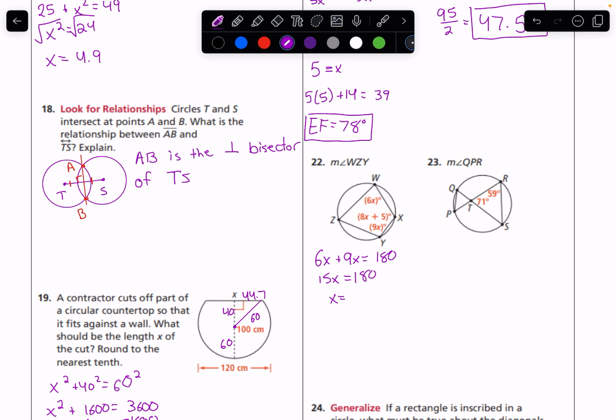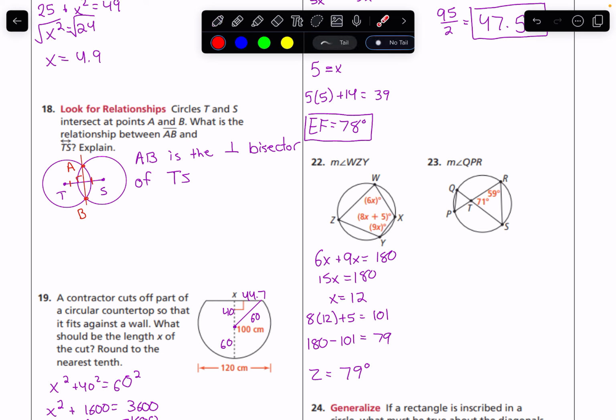And then I can use that because I know that these two, z and x together, will be equal to 180. So I can plug this in for z. 8 times 12 plus 5, so that's 96 plus 5, or 101. And then I can do 180 minus 101 and get 79. So z is going to be that. It's going to be the supplement of x. 79 degrees.